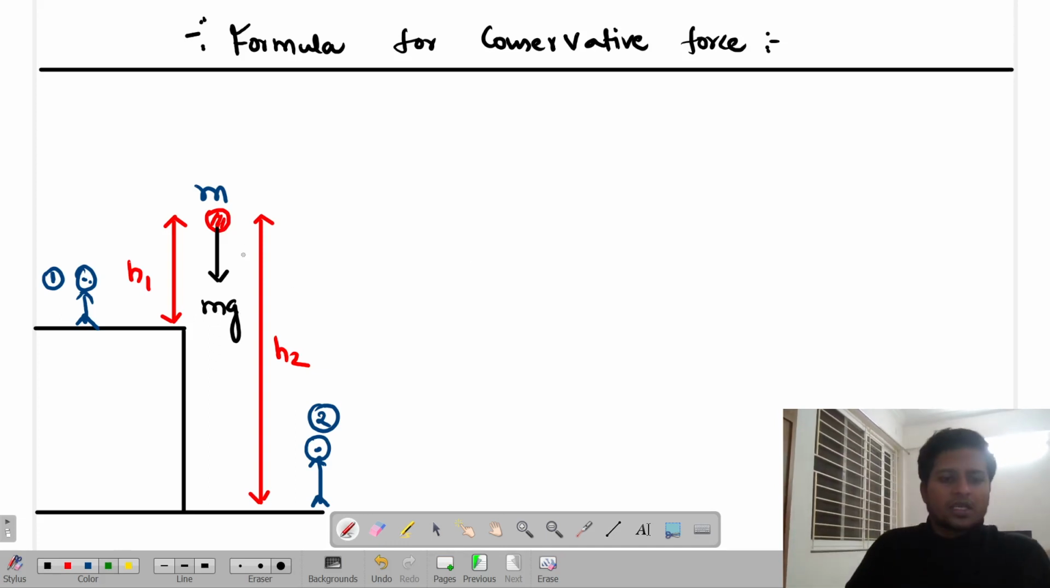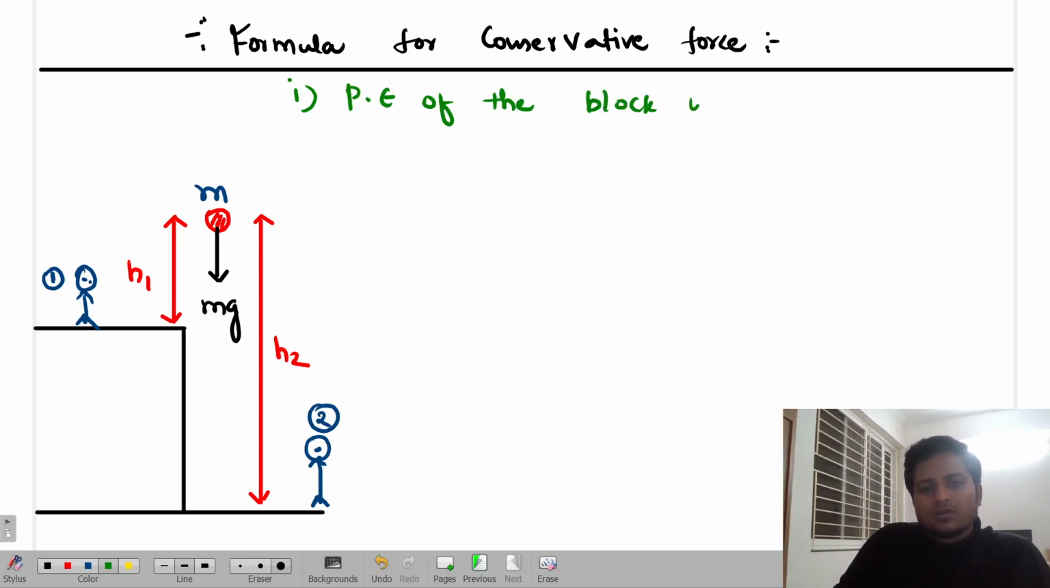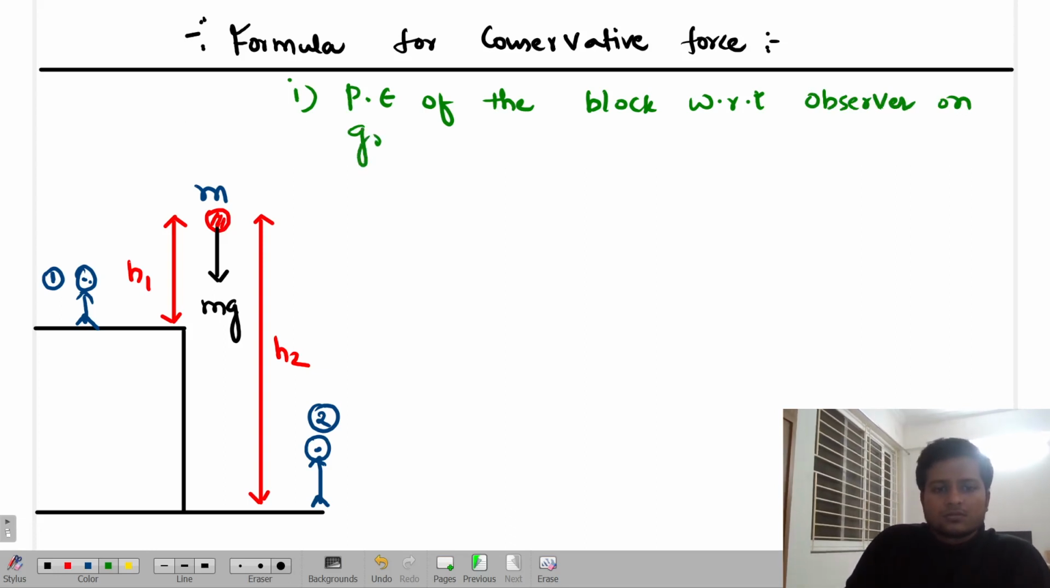Now, think of one case. Let us consider this as your reference point, means we will decide our reference point according to the situation. Now, the first case, let us talk about the potential energy of the block with respect to the observer on the ground. Is that clear or not?